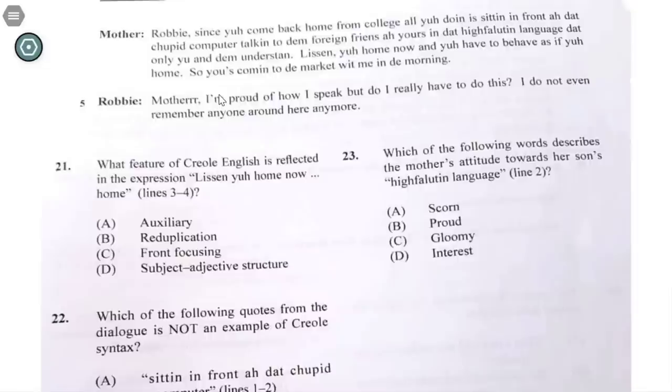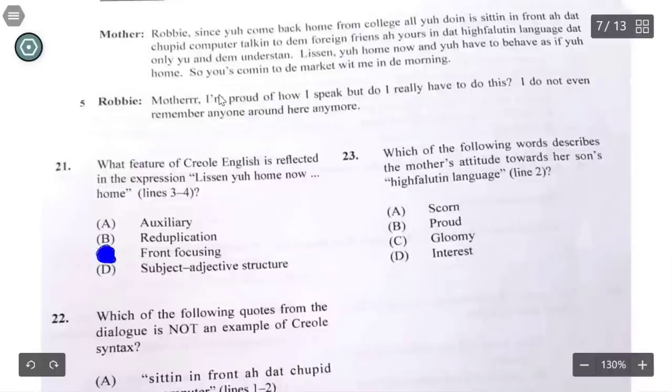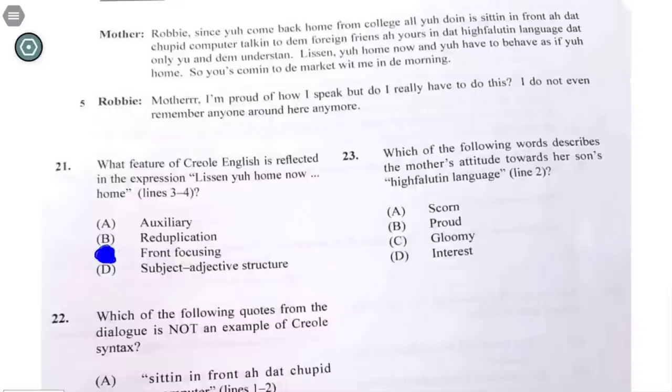Now, 21. Which feature of Creole English is reflected in the expression, "listen, you're home now"? Auxiliary, reduplication, subject adjective structure, or front focusing. I think it's front focusing because they want you to focus on you being home. Of course, in Creole, that was said. So it's basically done to put a bit of emphasis on the word home, right?